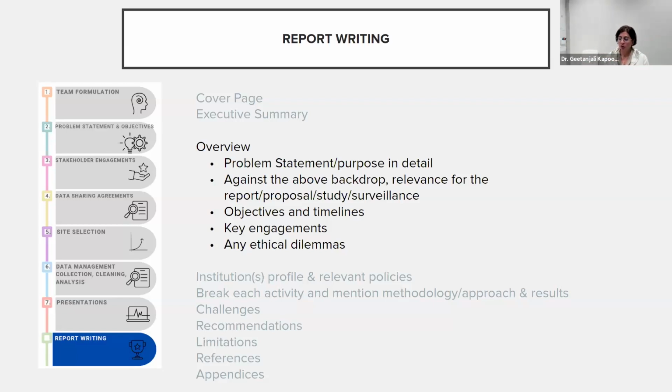And in the overview, it's always nice also, or maybe separately if not part of the overview, to talk about your objectives. What are your key objectives? Again, there are different terminologies: goals, objectives, outcomes.